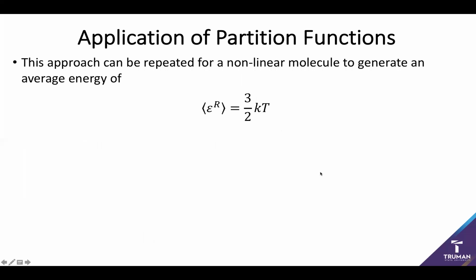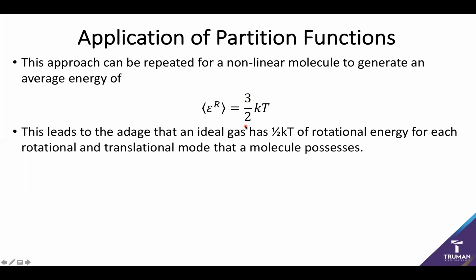If you repeat this for a nonlinear molecule, it becomes 3/2 kT. This shouldn't be too surprising, as you get an extra rotational degree of freedom as you go from 2 rotations to 3. And by doing this, we get an extra 1/2 kT worth of energy. So this is often described as an ideal gas having 1/2 kT of rotational energy for each rotation, and also 1/2 kT of energy for each translational mode that a molecule possesses. Because again, 3 translations, 3/2 kT energy. 2 rotations, 2/2 kT of rotational energy. 3 rotations, 3/2 kT of rotational energy.